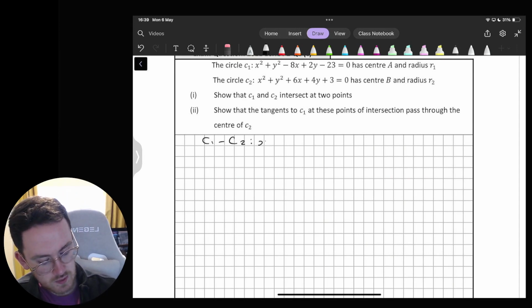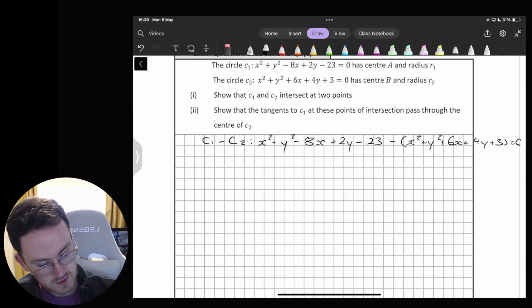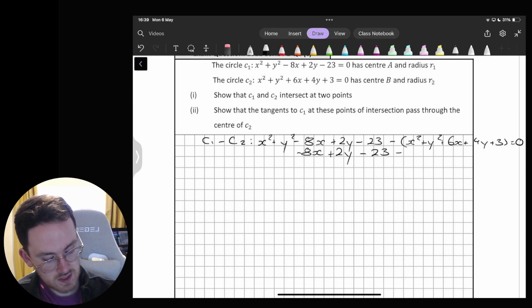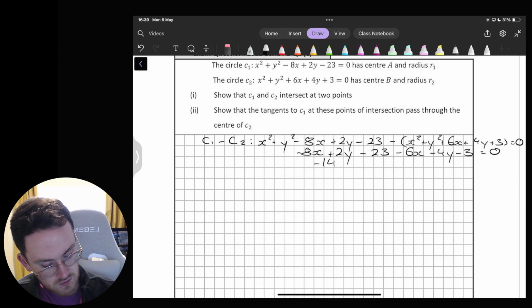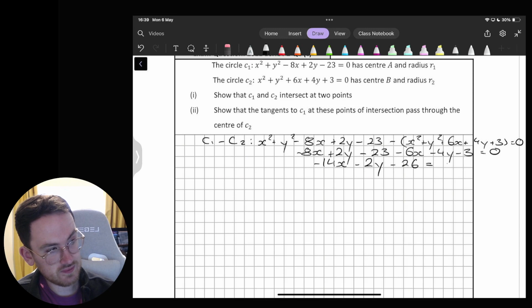So taking that, x squared plus y squared minus 8x plus 2y minus 23 minus x squared plus y squared plus 6x plus 4y plus 3 equals 0. So let's see where this leaves me. I'm counting on the fact that the x squared and y squared are going to cancel each other out, so I'm not going to bother writing those out again. So I'm getting minus 14x minus 2y minus 26 equals 0.